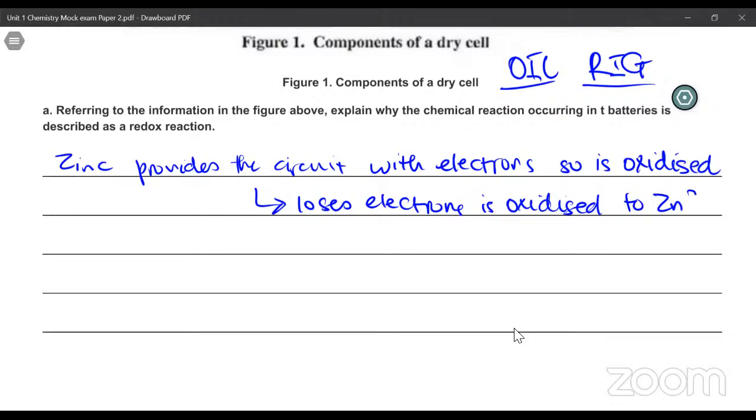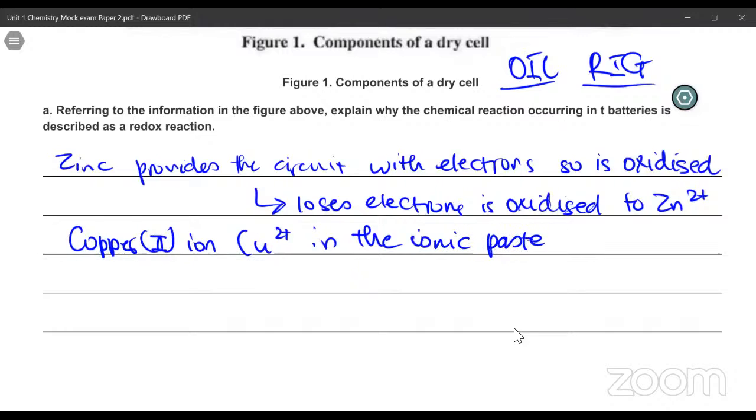And the copper ions, which were Cu2+ ions in the ionic paste, are reduced to copper solid. And that's why it's called a redox reaction. One thing is reduced while the other is oxidized.